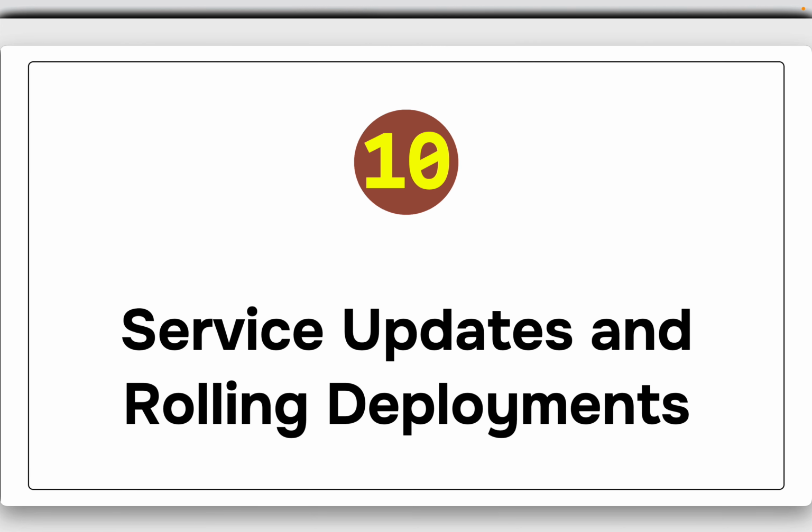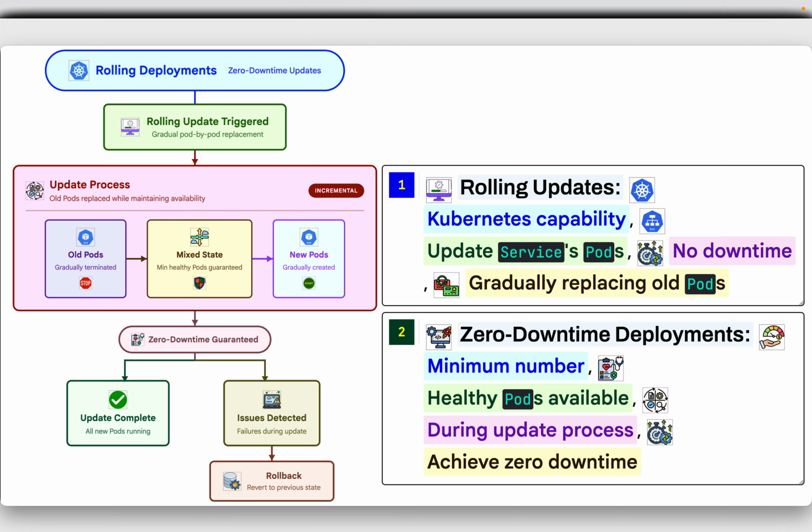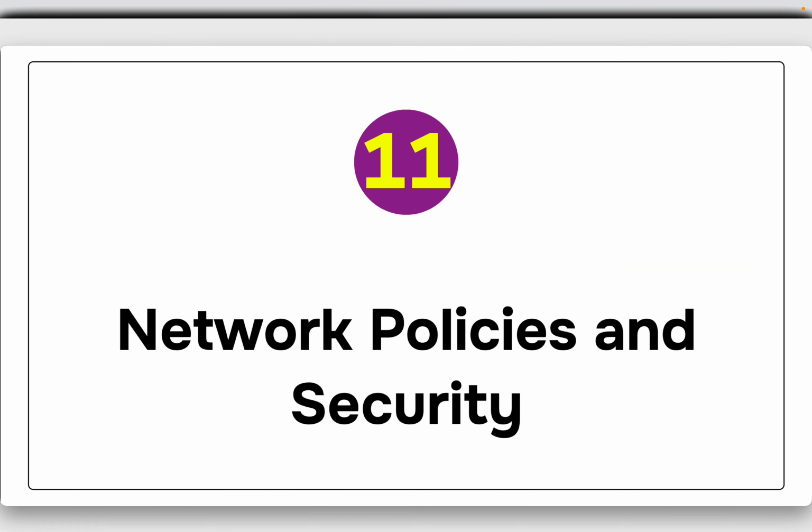10th topic is service updates and rolling deployments. Rolling updates in Kubernetes allow for updating a service pod without causing downtime by gradually replacing old pods with the new ones. By ensuring that there is always a minimum number of healthy pods available during the update process, zero downtime deployments can be achieved. Kubernetes supports rollback functionality, and this allows you to revert a service to a previous state in case of issues during the update process.